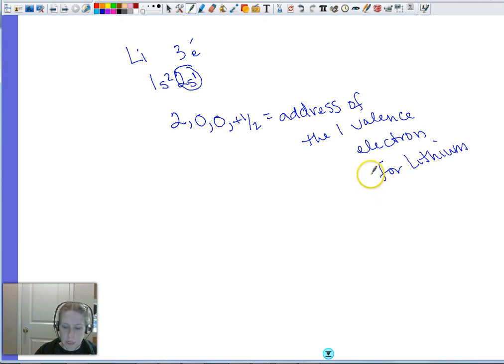So you'll definitely want to keep these handy for the worksheet you're going to work on because you'll be writing electron addresses very soon.